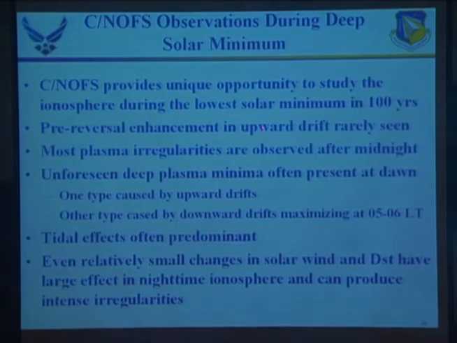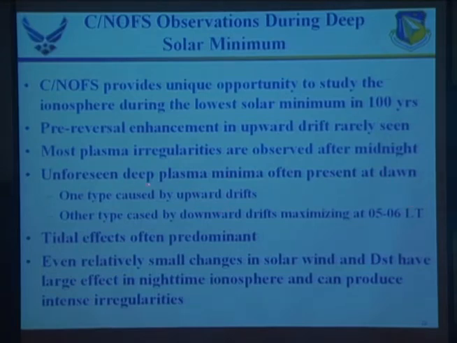The pre-reversal enhancement in the upward drift is rarely seen. That's one of the results we've seen. And at the altitude of our satellite, which is at 400 kilometers and above, especially in the beginning, it's only starting in the month of March or April that we started to see strong irregularities at our altitude at sunset, because in the beginning, for most of those 2 years, most of the plasma irregularities were observed after midnight. And then we also saw deep plasma minima at dawn.